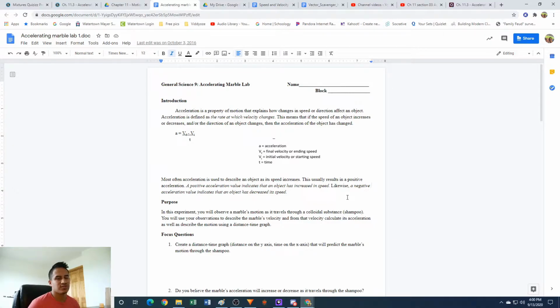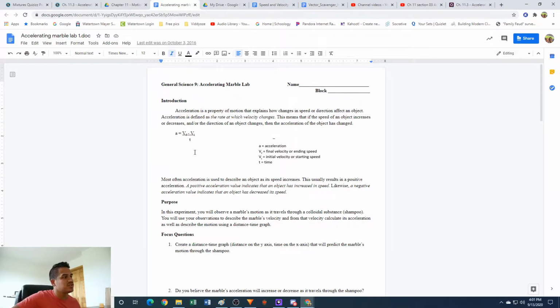So first, let's just read the introduction a little bit so we understand what we are doing. It talks about how acceleration is a property of motion that explains how changes in speed or direction affect an object, and it is defined as the rate at which velocity changes. So that means that if the speed of an object increases or decreases, and or the direction of an object changes, then the acceleration of the object has changed.